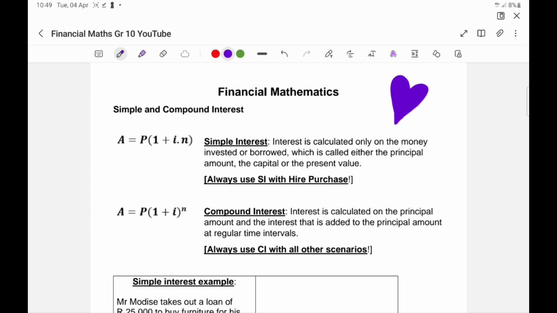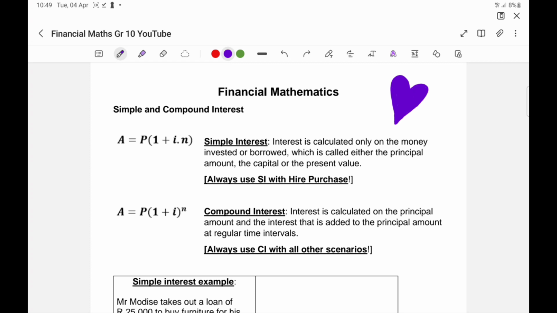So financial maths. We've got our two formulas that you please need to know before you go in. It doesn't get given to you. That is the simple interest formula, where the n is inside the bracket over there, and compound interest, where the n is at the top over there. So please note those two formulas and that you need to know them off by heart.